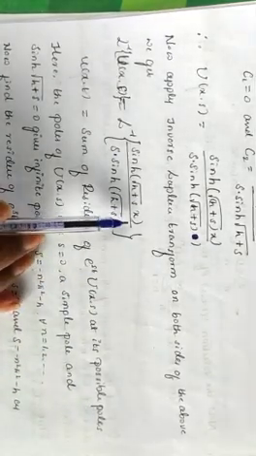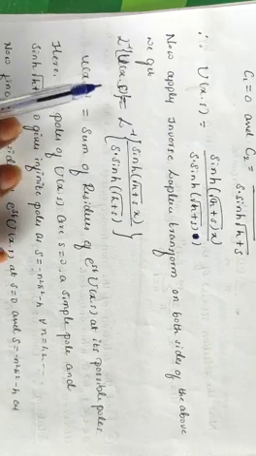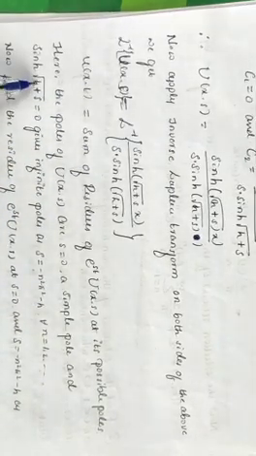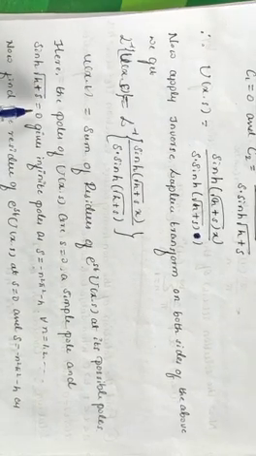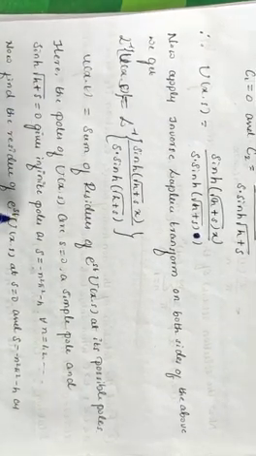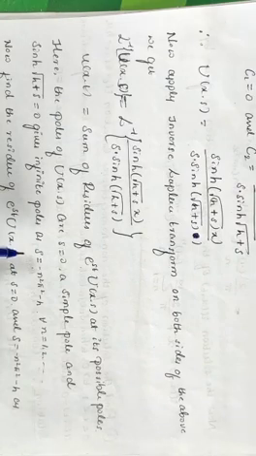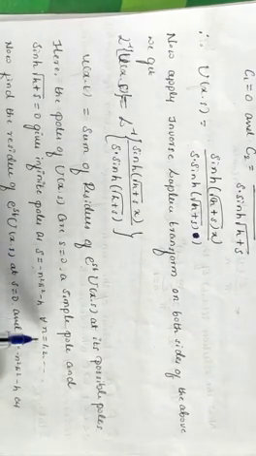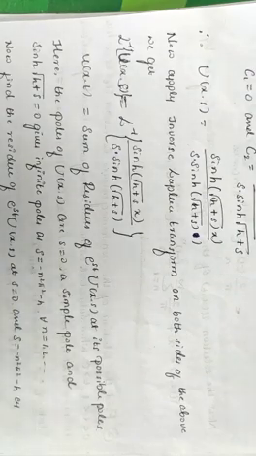Now look here, the poles of U of x comma s: s equals 0 is a simple pole, and sinh of square root of h plus s equals 0 gives infinite poles at s equals minus n squared pi squared minus h. So here n varies from 1, 2, 3, and so on up to infinity.